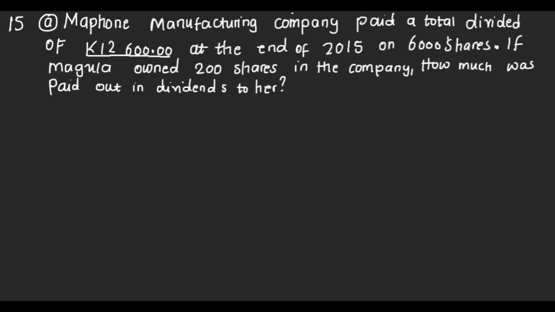So this 12,600 was shared among the 6,000 shares. Then from these 6,000 shares, Magula had 200 shares. So what we are going to do here, first let's look at how much was given per share. So for us to find the amount of money given per share, we'll divide the total dividend with the number of shares. So the total dividend is just the 12,600.00, so we can just ignore these zeros after the decimal. Then you divide by 6,000.